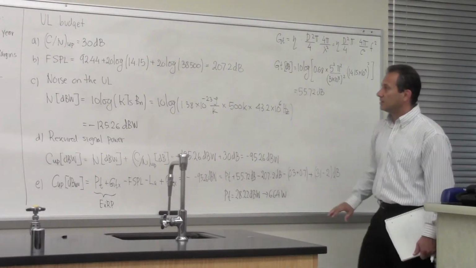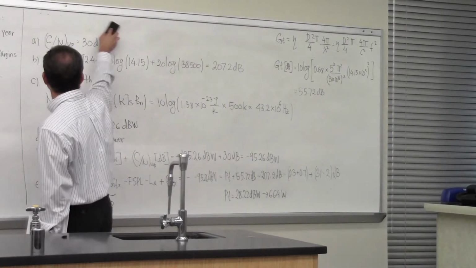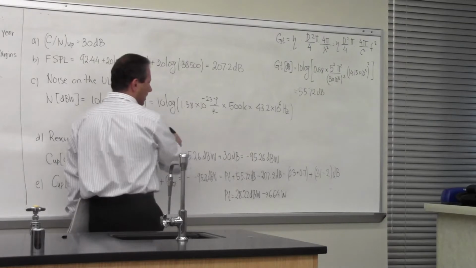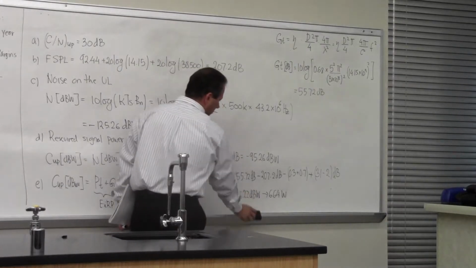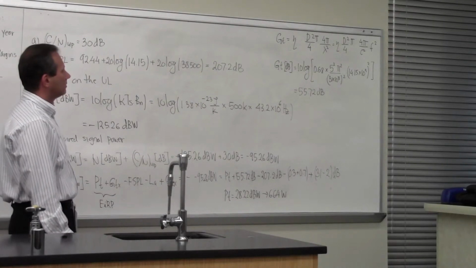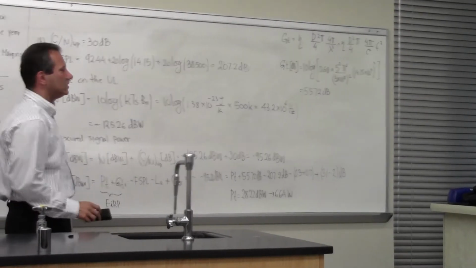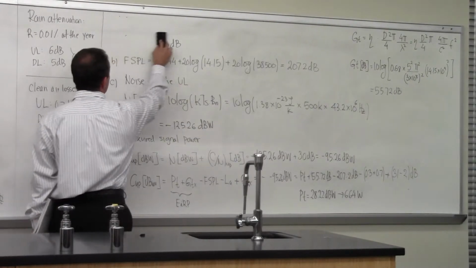So this is uplink. Let's go and do the same analysis for the downlink. The bottom line here is, if I set my power to 28.22 dB watts, then I'm going to have 30 dB of carrier to noise at the receiver of the satellite transponder.